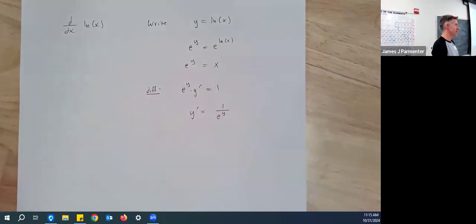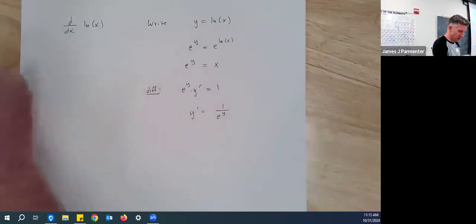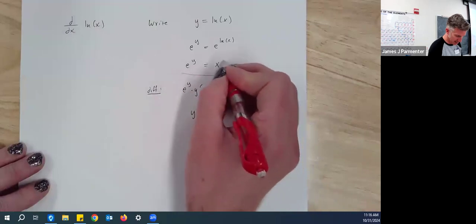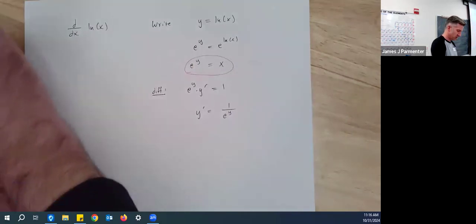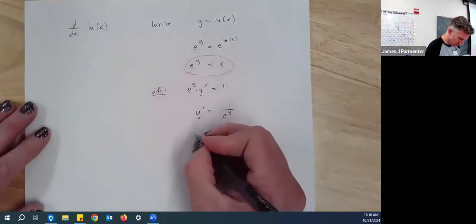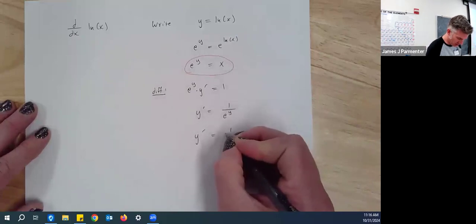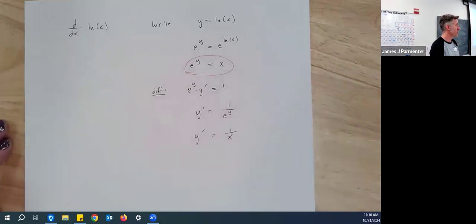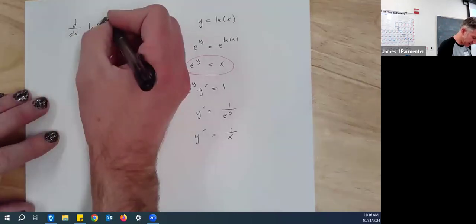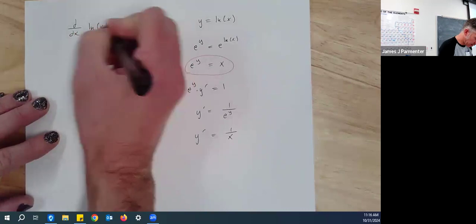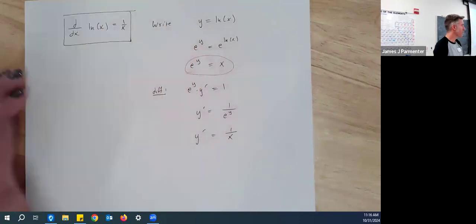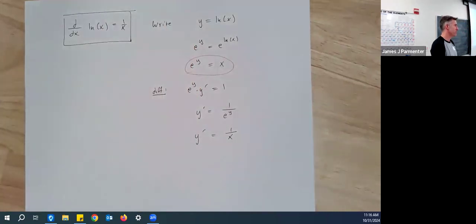Oh, that's disappointing. I really wish my answer didn't have y's in it, because I would love to know what the derivative of the natural log of x is in terms of x. But luckily, we already know that e to the y is equal to x. So we can say my derivative y prime here is just 1 over x. So it is the case that the derivative of the natural log of x is in fact equal to 1 over x. Cool.